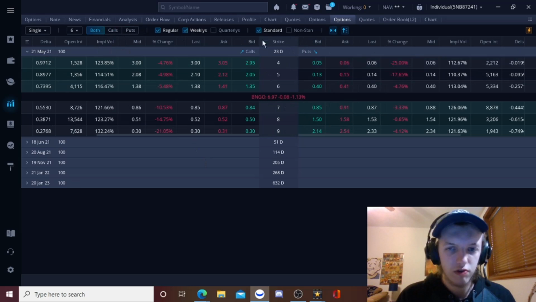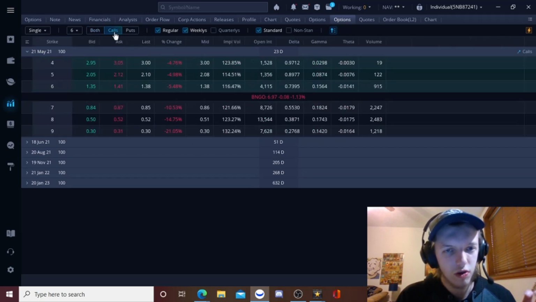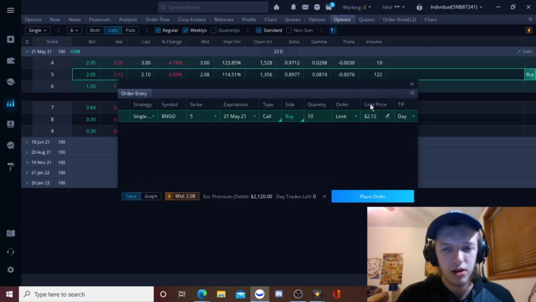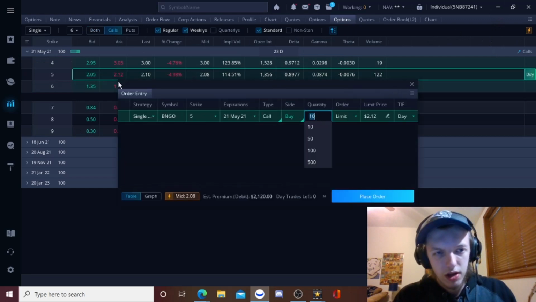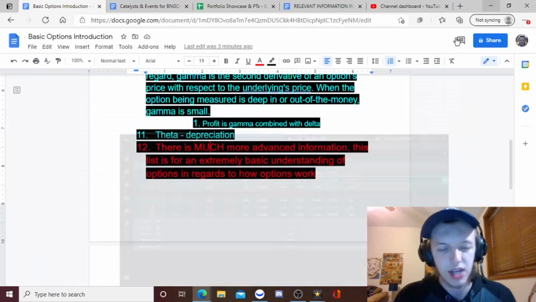Okay, then you have calls on the left, puts on the right. You have all this information here. Just go to calls so you know you're not going to screw yourself over. Click on the ask of an in the money or at the money contract, or in the money strike price, and one quantity. I recommend doing a very cheap amount if you don't know what you're doing, and if you're dabbling in.